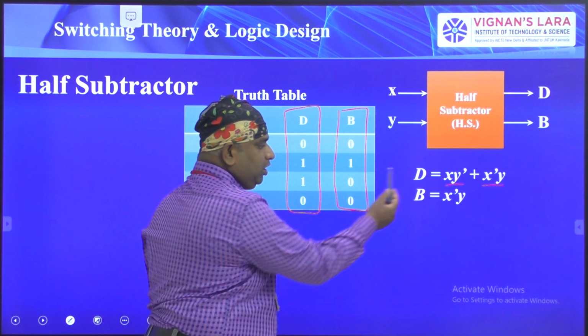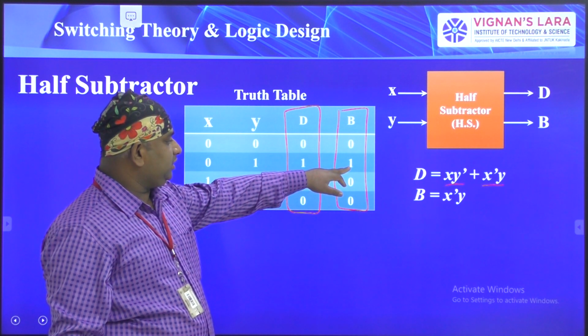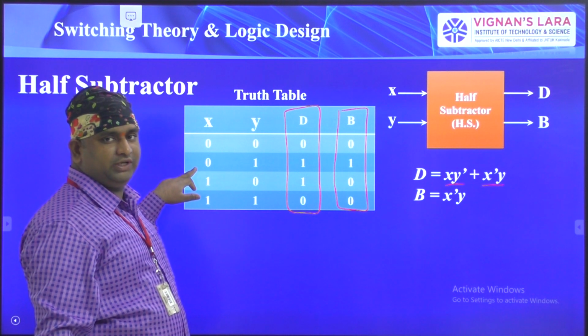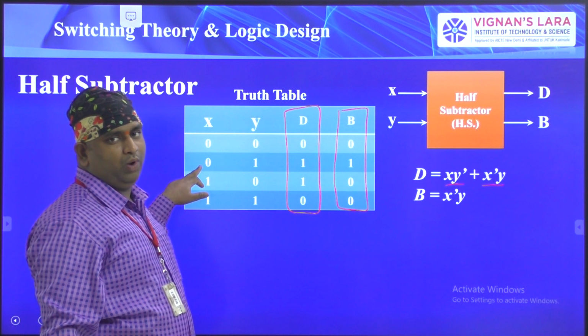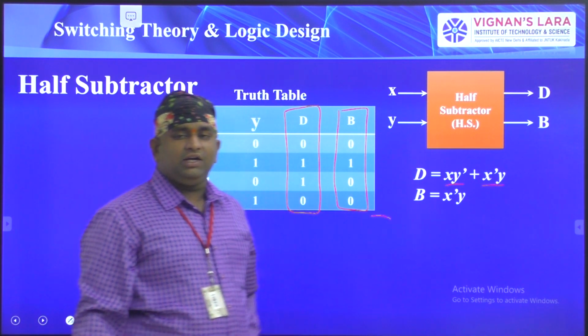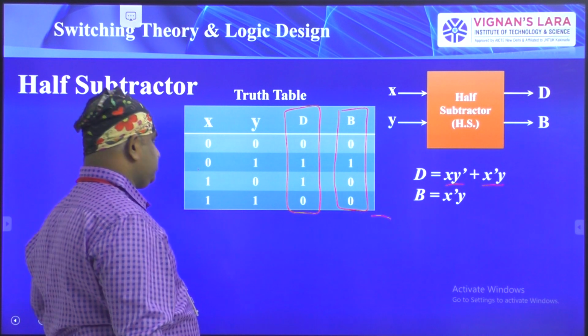Next, coming to the borrow function. When the borrow value is equal to 1, see here, in this place borrow is equal to 1. In this place, what are the input combinations? X value 0, Y value 1. So for that you have to write x bar y. So this is the difference and borrow expression.